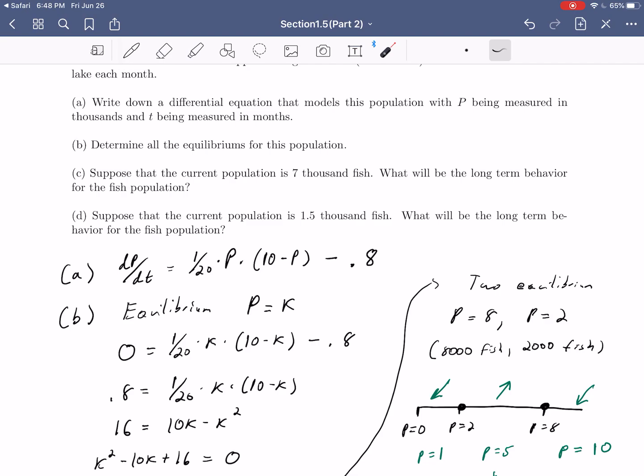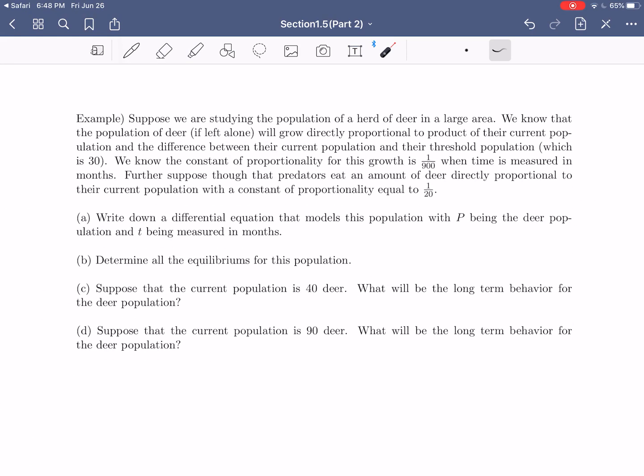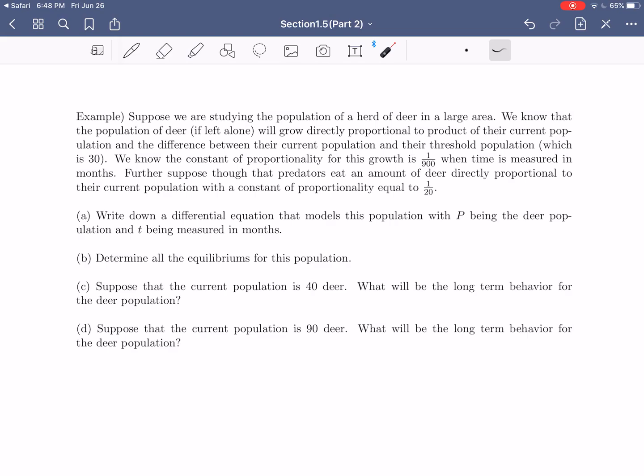Let's try this one more time, doing this equilibrium analysis with another situation, also introducing something similar to carrying capacity, which we encountered here, called the threshold population. So we're going to suppose that we're studying a herd of deer in a large area. We know, again, that the population of deer, if left alone, will grow directly proportional to the product of their current population and the difference between their current population and their threshold population, which is 30.